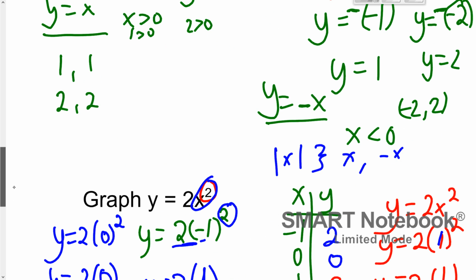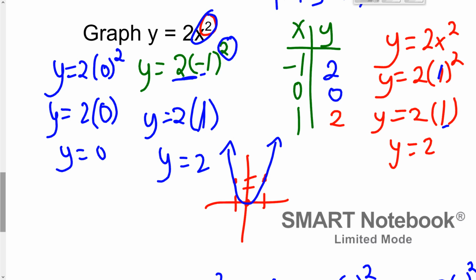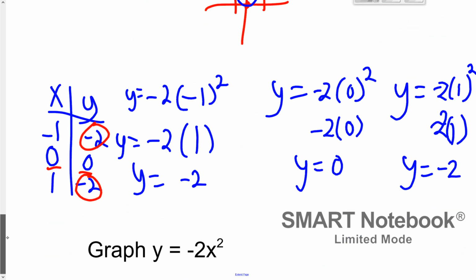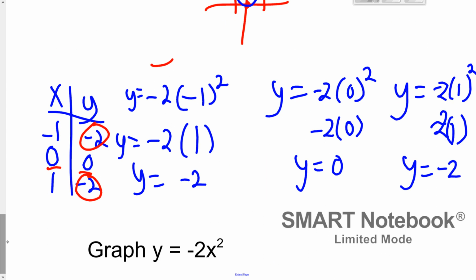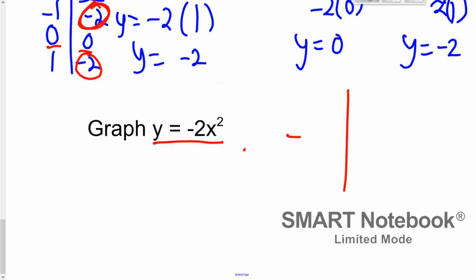And then if we look at this one, we can see that these are also the same. Where in this equation do you see a 2? Where in this equation do you see a -2? And we can graph that. -1, -2, 0, 0, and 1, -2.